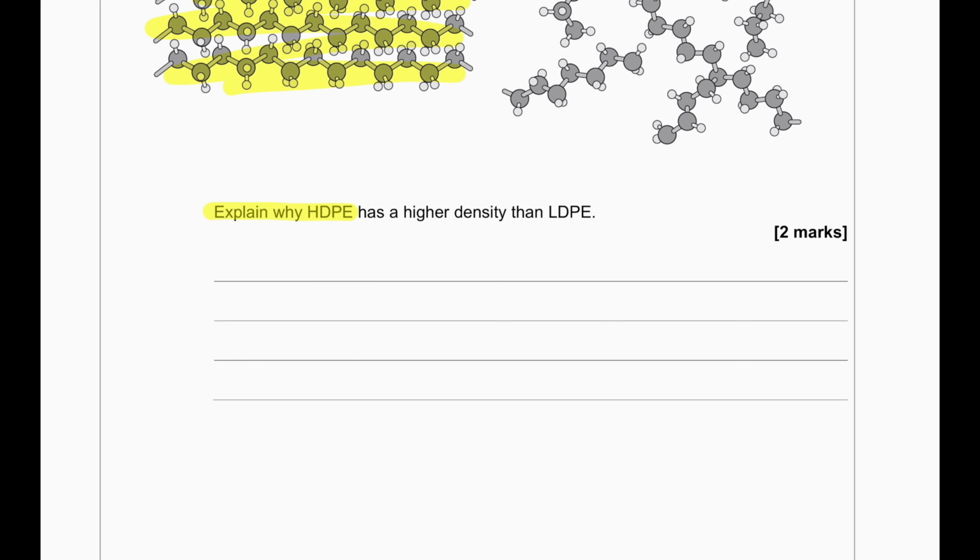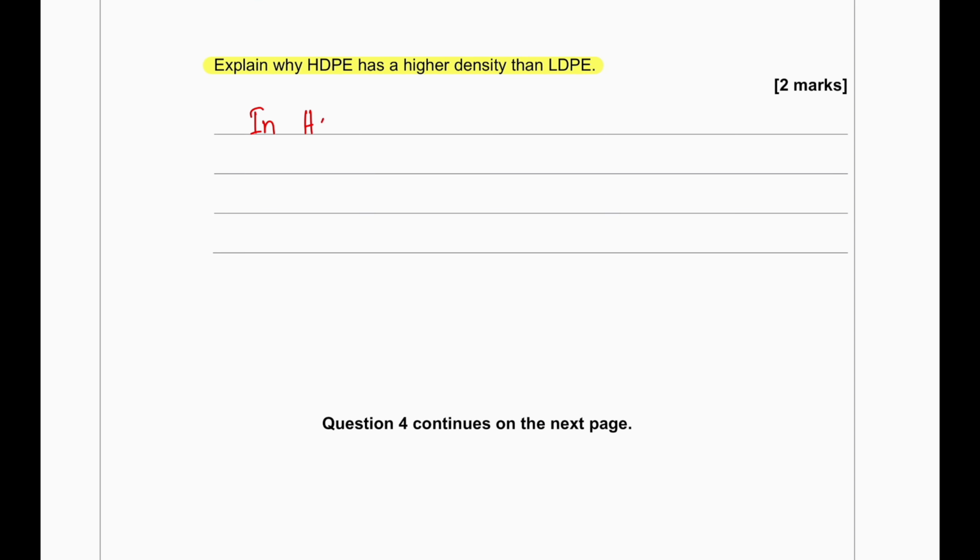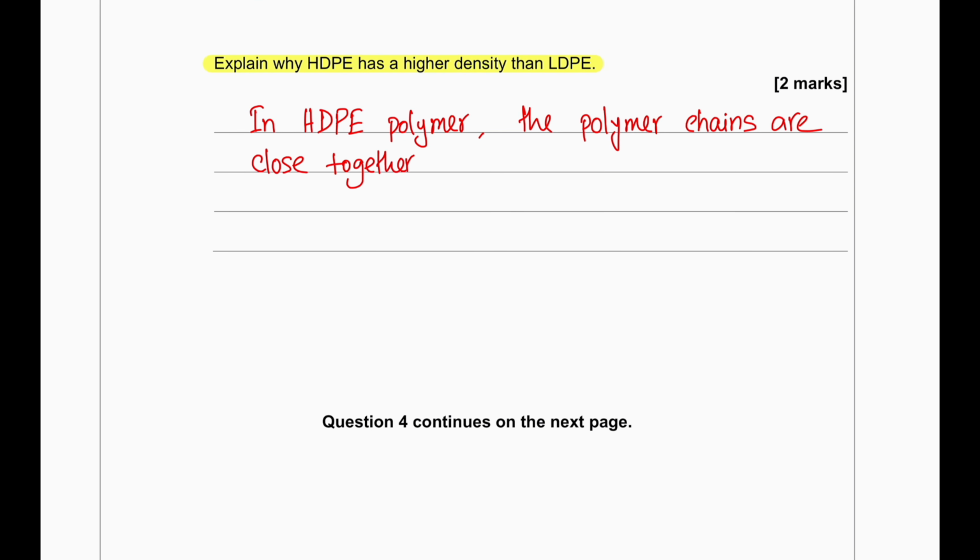Explain why HDPE has a higher density than LDPE. Our answer would be, in HDPE, polymer chains, molecules are close together, so there are more atoms per unit volume, which gives it greater density.